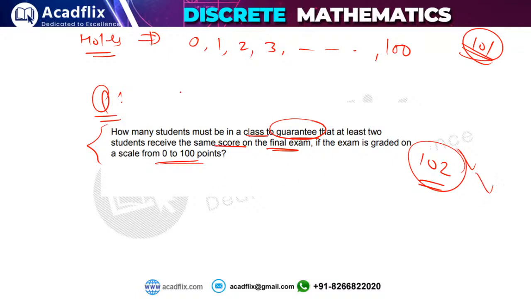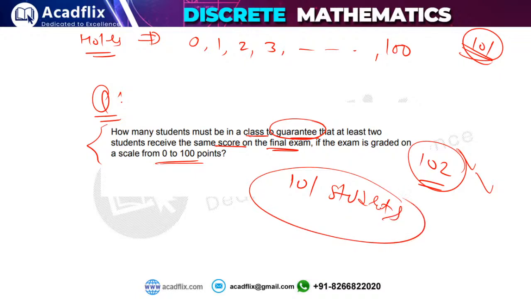What is the reason? Very easy. Let's assume you have 101 students. If you have 101 students, then you cannot guarantee that at least two students will have the same score. Why? Because maybe one student can get 0, another can get 1, another can get 2, another can get 3, and so on, and another student can get 100. So if you have 101 students, you cannot guarantee that at least two will have the same marks.